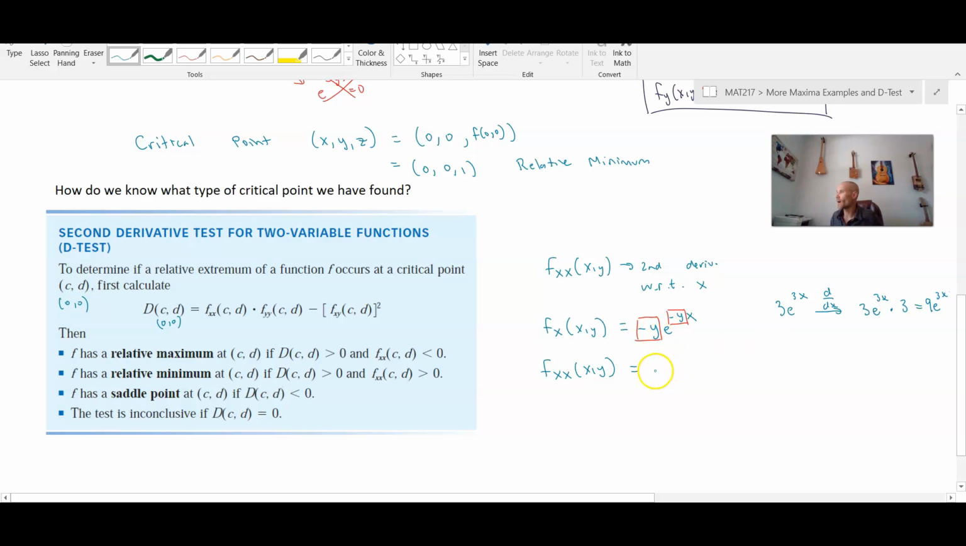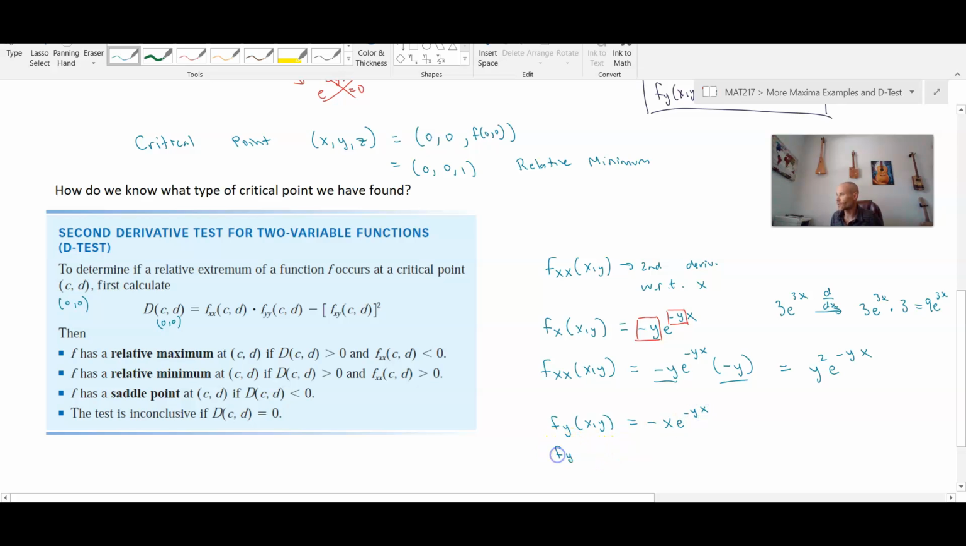So in this situation, we'll have negative y e to the negative yx times the derivative of that exponent. Well, y is a constant, so that's just going to be multiplied by negative y. And so I see that I have a factor of negative y here, a factor of negative y here, so this will be y squared e to the negative yx. And for the second derivative with respect to y, we know that f sub y is equal to negative x e to the negative yx.